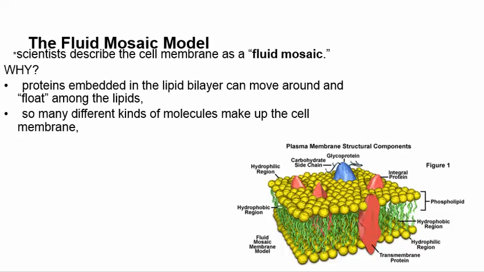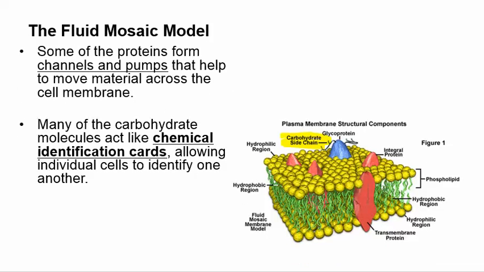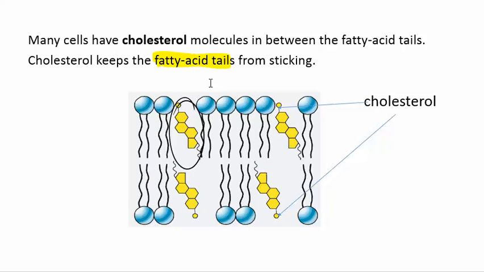The things that float mainly are those proteins, and those carbohydrates are in there. Some of these proteins form what are called channels or pumps, and they allow things to go through the membrane. So if you've got something that is hydrophilic, but it has to get through that hydrophobic region, you have these proteins that will take it through. So if you look here, you also have what's called cholesterol embedded in the membrane, and the cholesterol keeps the fatty acid tails from sticking together. Remember, they are lipids, so you know how fats kind of stick together.